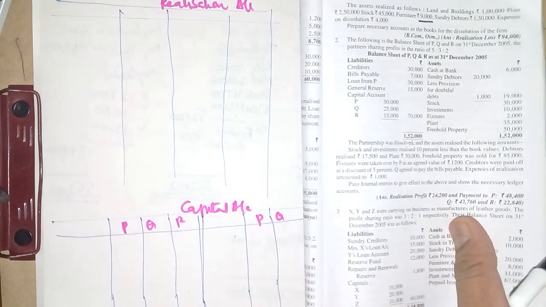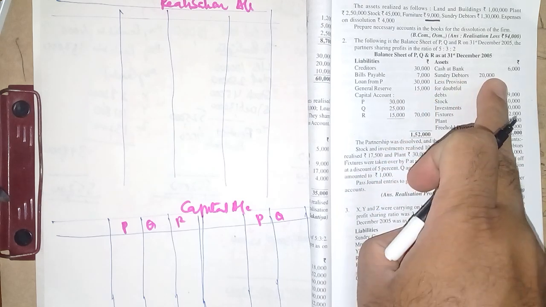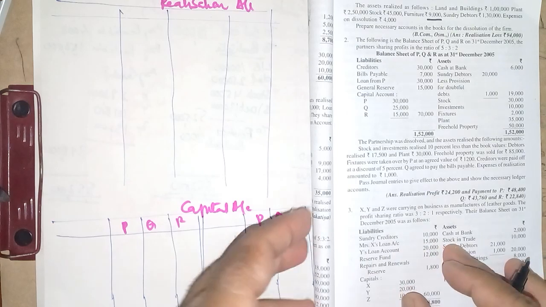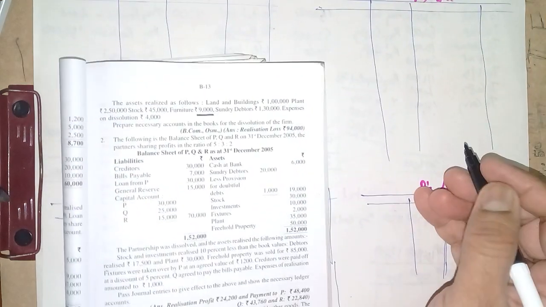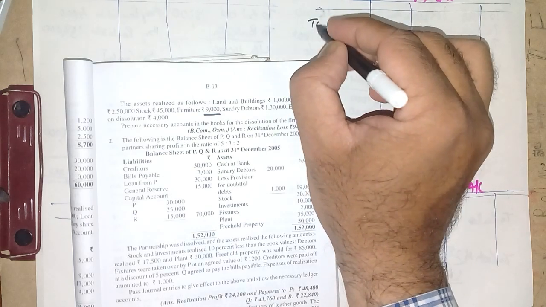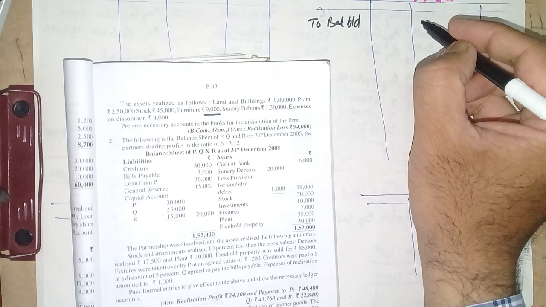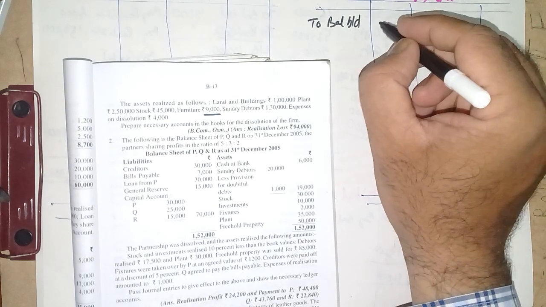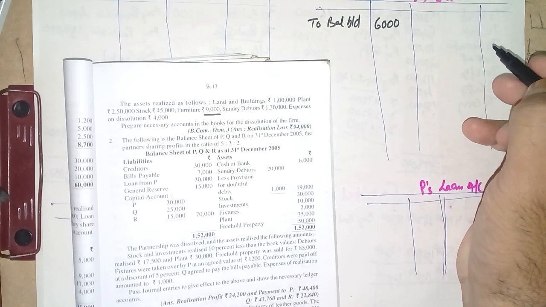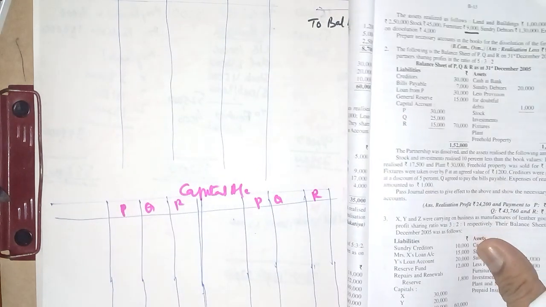First come from the asset side. As you are already aware, cash at bank is given, so it should be recorded in cash account as to balance brought down. So cash balance is 6,000. In cash account we write to balance brought down. Opening balance in cash account is 6,000, right? Next, rest of the assets are given, we directly post into the realization account.